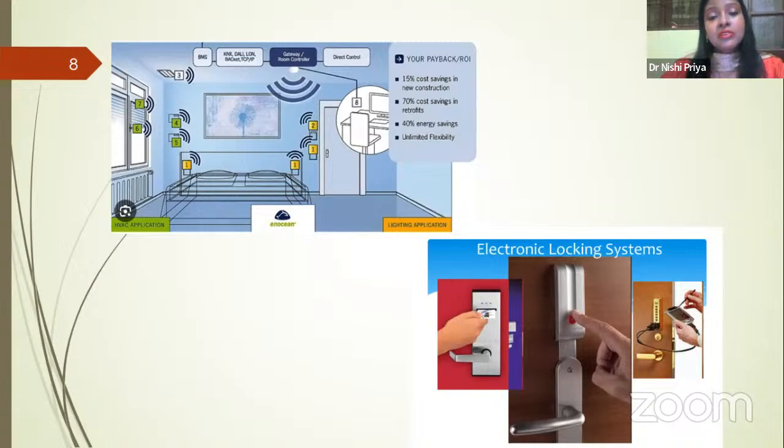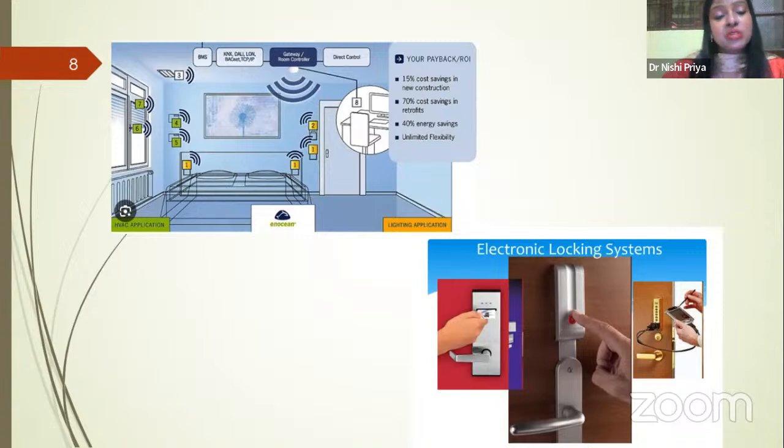And now, since we have so much introduction to commercialization, so many companies and organizations are there which are handling EMS or ELS. So they are in competition. They are giving 70% cost saving retrofit.